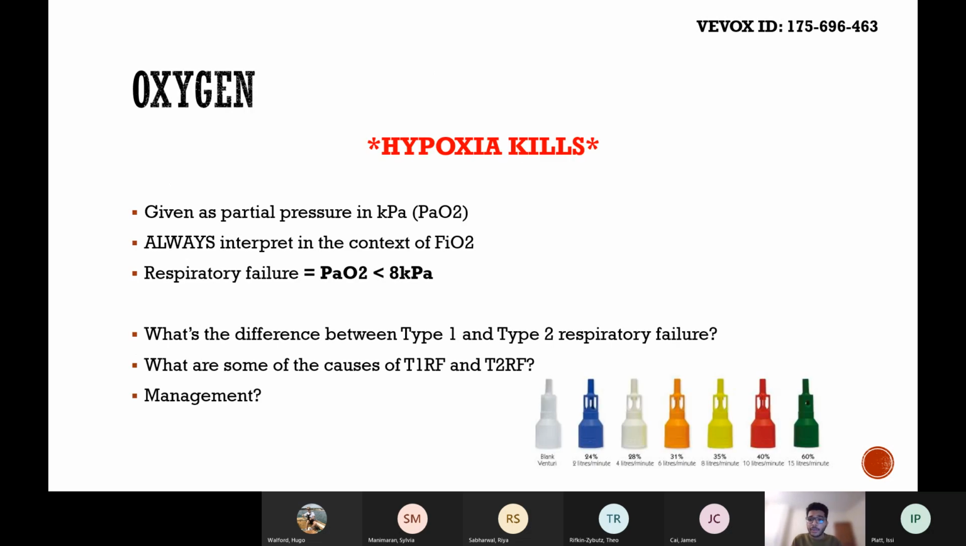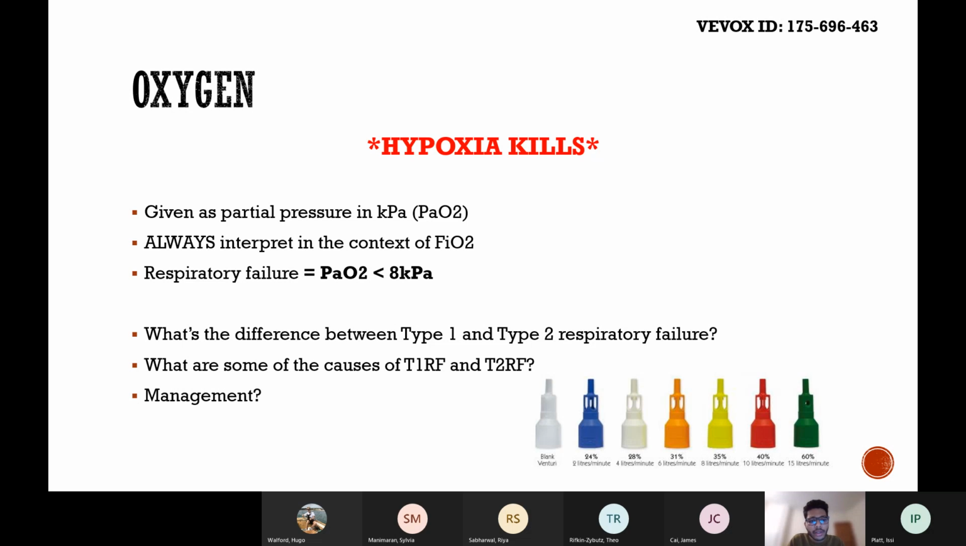So the first thing we're going to look at is oxygen in the ABG. Now this is given to you as a partial pressure of oxygen in kilopascals, so kPa. And the reason we look at oxygen first is because hypoxia kills really quickly. And it's one of the 4 H's and T's of cardiac arrest causes, which you should be familiar with, or we can go through at another point.